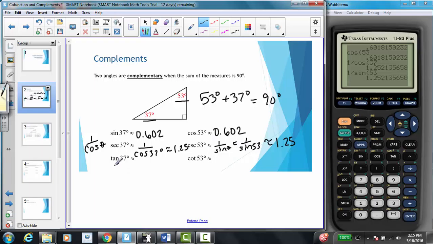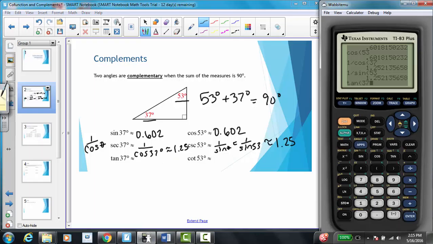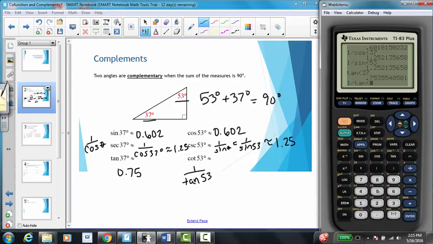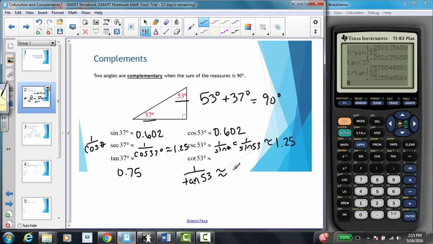So let's look at what happens when we have tangent and cotangent. So I have the tangent of 37 degrees, which is approximately 0.75. And remember, the cotangent is the reciprocal of the tangent function, so I'm actually going to need 1 over the tangent of 53 degrees. So I have 1 divided by the tangent of 53 degrees, still gives me that same answer, approximately 0.75. So we have some type of relationship going on here.